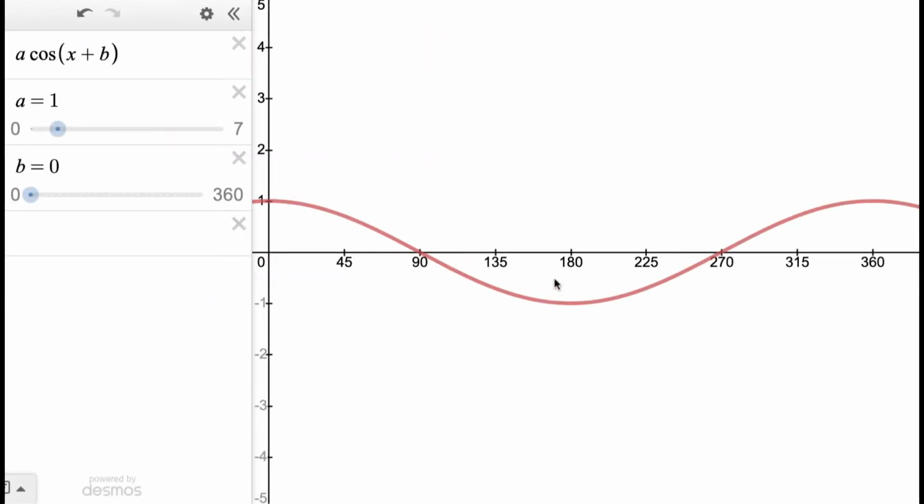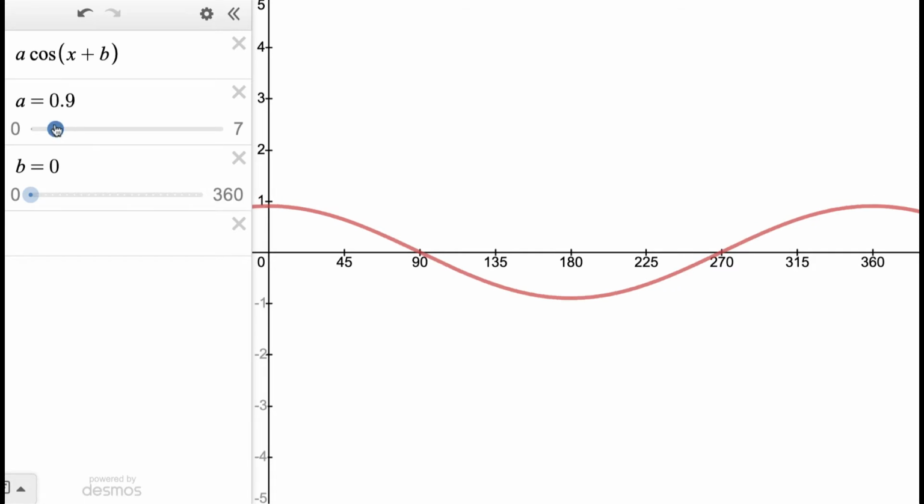So here we have a typical cosine curve, y equals cos x. Notice I've started off with a being 1, so it's 1 times cosine of x plus b, and b is 0. It starts off at 1, goes down to 0 at 90 degrees, a value of -1 when the angle is 180, back up to 0 at 270, and cosine of 360 is back up at 1 again, and it repeats. That's one complete cycle. So let's have a look at the effect of this number at the front.